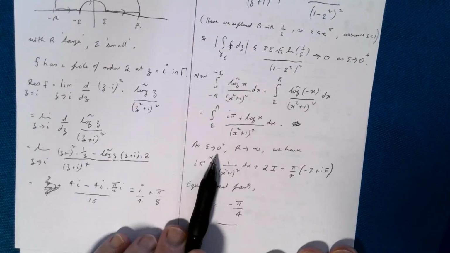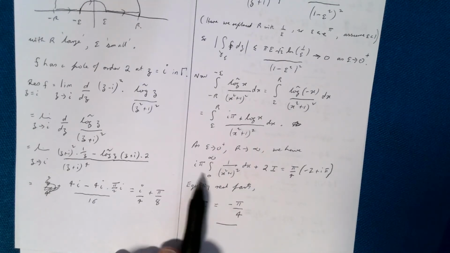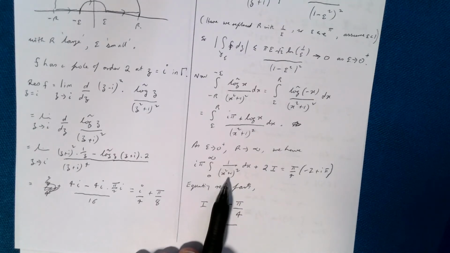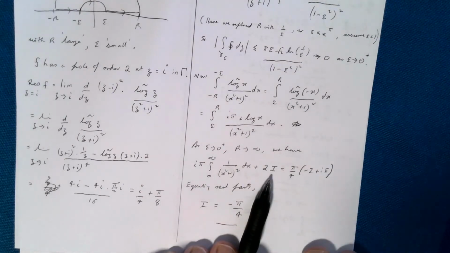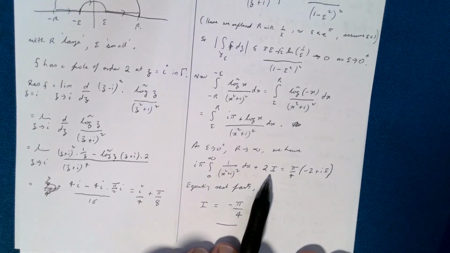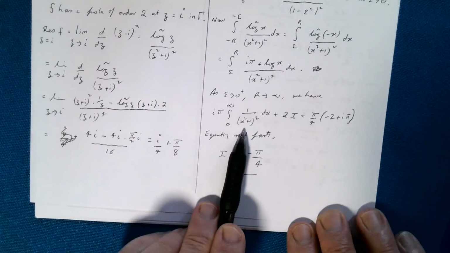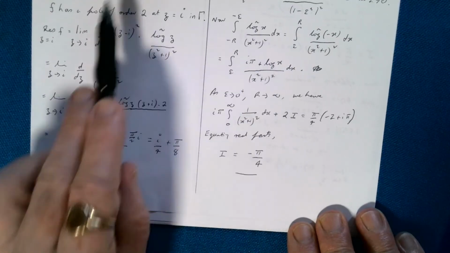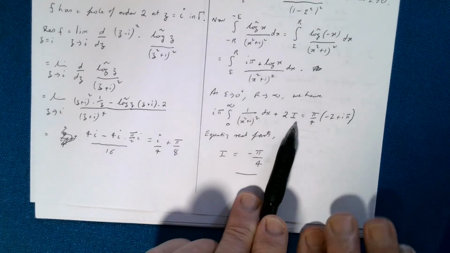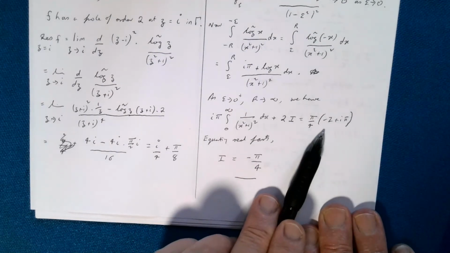Now as epsilon goes to naught and r goes to infinity, then we have i pi times this integral plus twice the integral we're looking for. So we end up with this here. I'm just splitting this up into 2 bits. So I get i pi times 1 over that, plus this one plus the original integral from naught to epsilon on this side. That gives me 2 of those, and that's got to equal the value of j we worked out before, and that's pi on 4 minus 2 plus i pi.